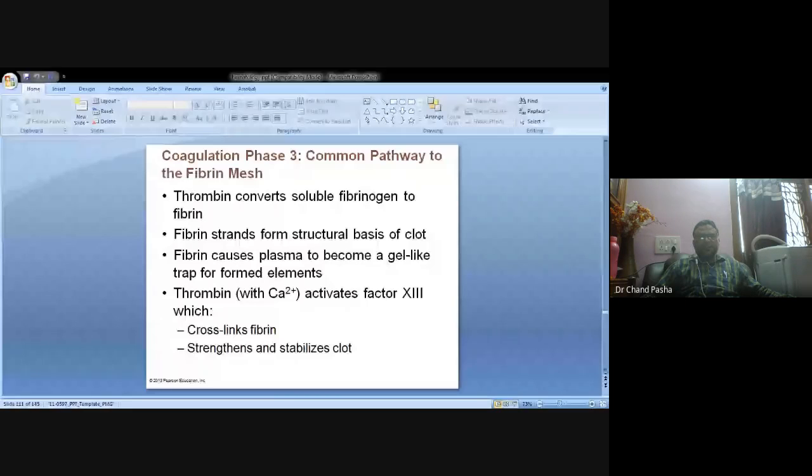And here, especially thrombin with calcium activates factor 13, and this helps in the cross-linking of fibrins, and this strengthens and stabilizes the clot.